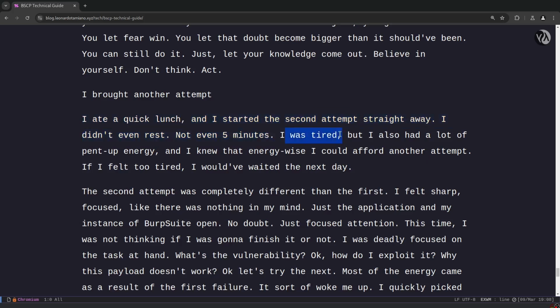I was tired, but I also had a lot of energy, a lot of disappointment energy, you could call it. So I knew that energy-wise, I could afford another attempt. If I felt too tired, I would have waited the next day. And this is to say, do not rush these things unless you really do feel prepared.